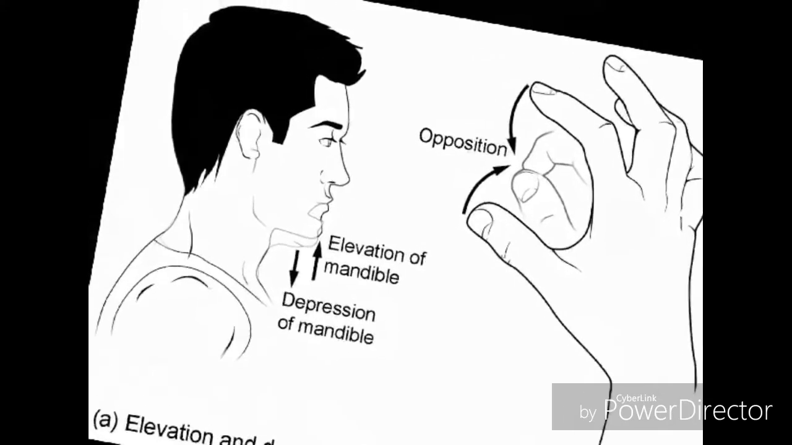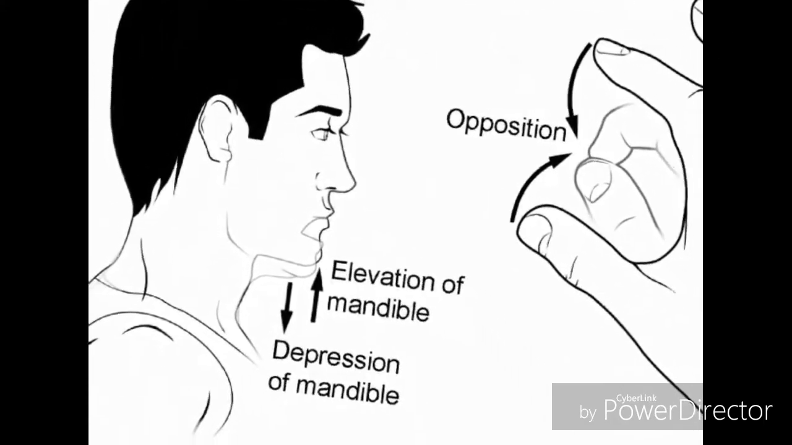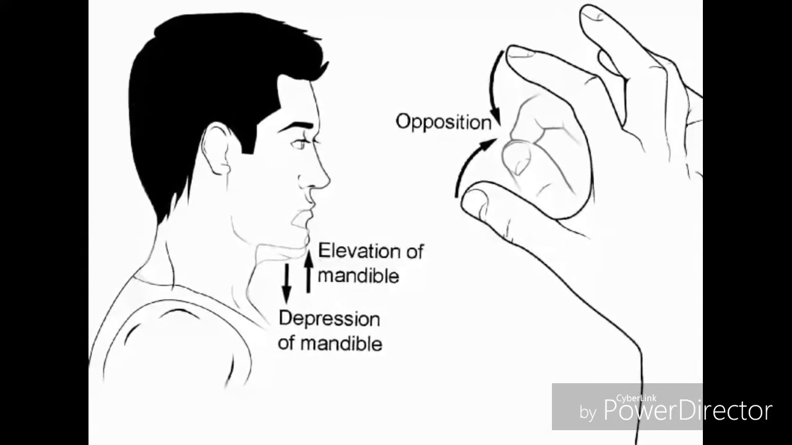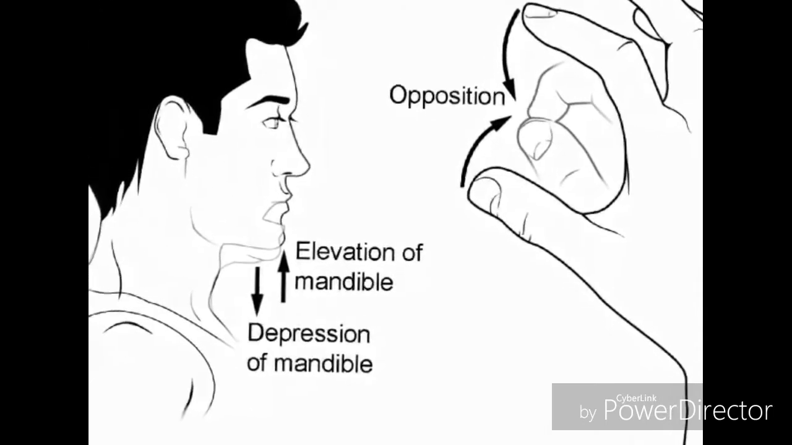Similarly, elevation of the mandible is the upward movement of the lower jaw used to close the mouth or bite on something. And depression is a downward movement that produces opening of the mouth.